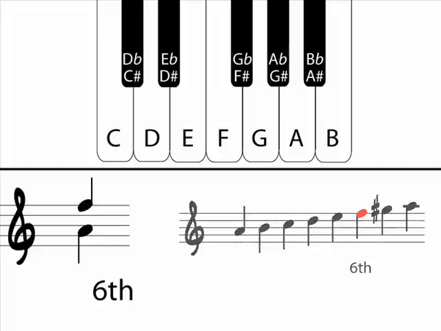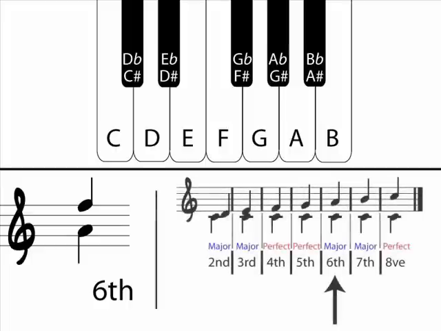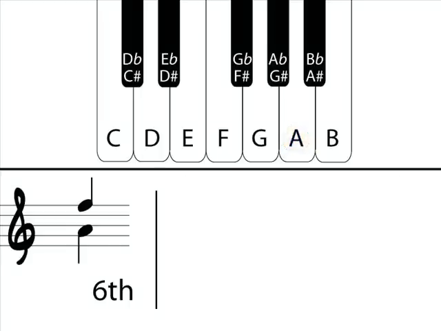Jot that number down. Let's now have a look at a sixth, a major sixth in C major, counting the semitones. So there's the C. To C sharp is 1, to D is 2, to D sharp is 3, to E is 4, to F is 5, to F sharp is 6, to G is 7, to G sharp is 8, and to A, the sixth, is 9 semitones. So we know that 9 semitones make up a major sixth.